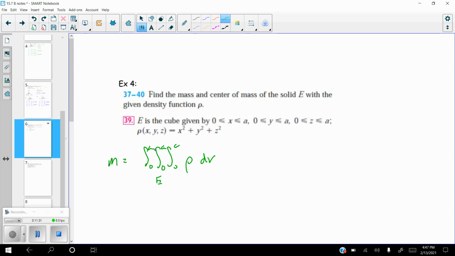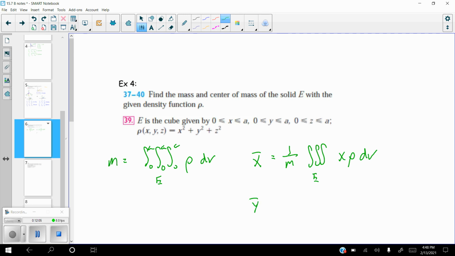But it also says to find the center of mass. We really haven't done this with a third variable yet, but it follows exactly the same as what it did before. So for the center of mass, I will write this out for you: x bar is going to be 1 over the mass times the triple integral over E of, in this case, x rho dV. All you're doing is introducing that extra x value that you multiply through.